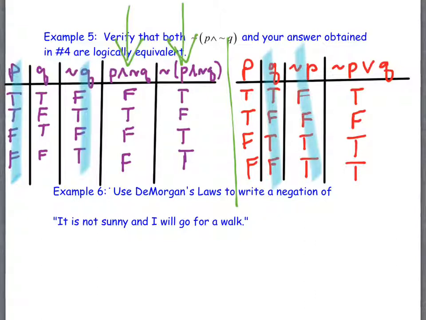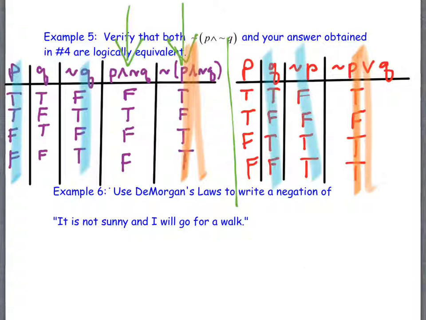And look at that. I feel like I should change my color, so give me just a second. These match, don't they? TF, TT, both of them. That's what makes them logically equivalent. Their column that corresponds to them in the truth table is identical to the other one.